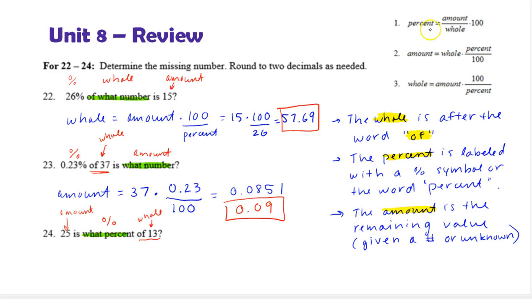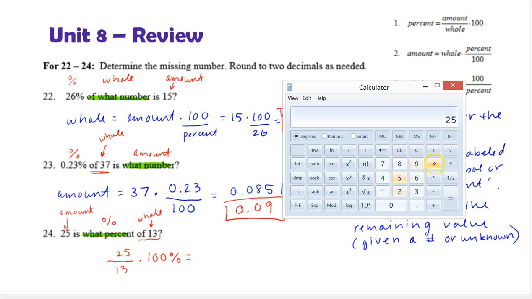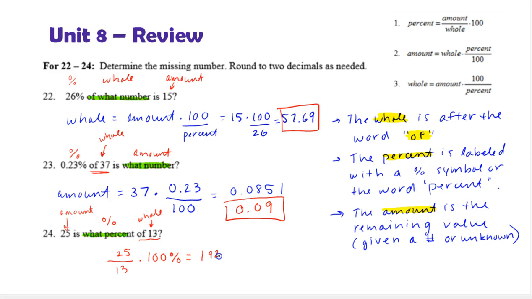So if we're finding a percent, we take the amount, divide by the whole, multiply by 100. So the amount is 25, the whole is 13, and I'm going to multiply by 100. I'll just put the percent symbol in here right away. So 25 divided by 13 times 100. And rounded to 2 decimal places will be 192.31%. And that is our final answer.